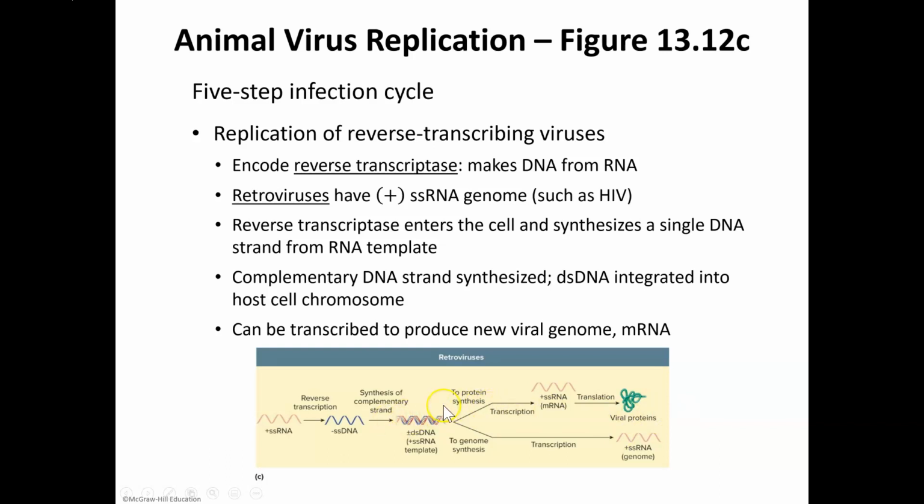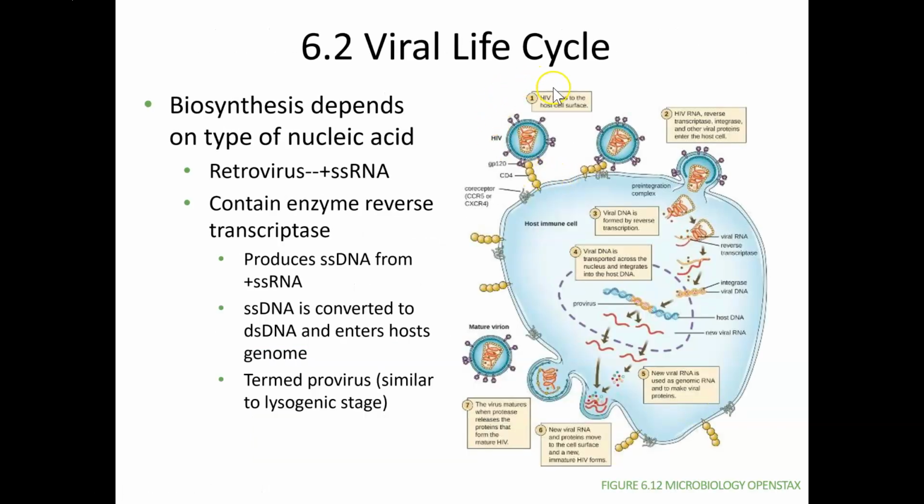Of course, you also can use this positive stranded RNA to synthesize new viral proteins that are then able to produce more virus, which then can infect more cells. And so this is what HIV does. So let's go through the HIV cycle.